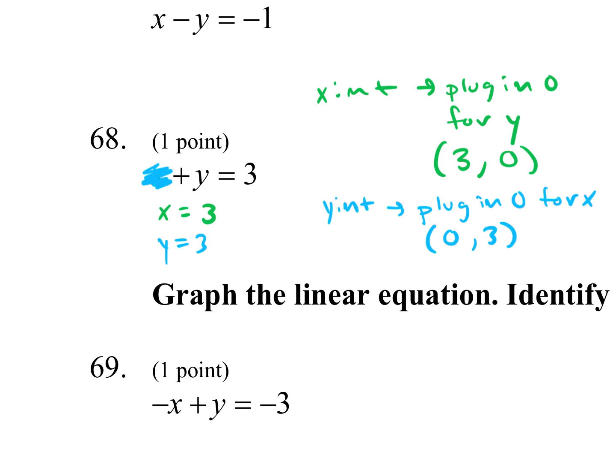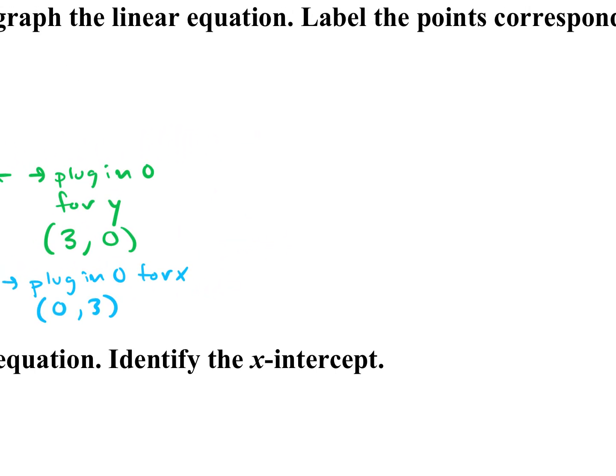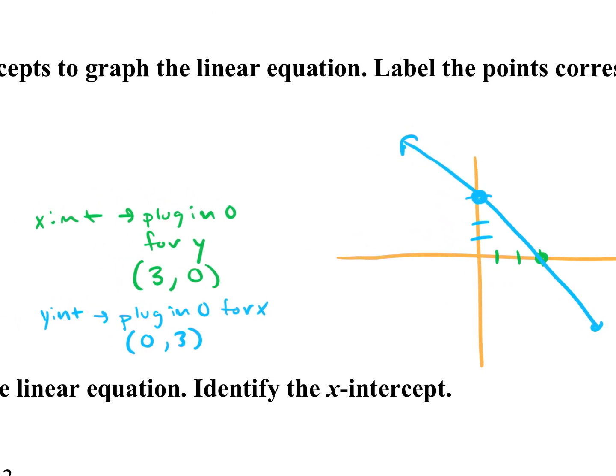I put the 3 in the y position because y is equal to 3. Now when I graph this, I cross the x-axis at 3, so I'd put a point there, and I cross the y-axis at 3, so I'd put a point there. And then I just connect my two dots. So graphing using the x and y intercepts is just a little bit different than slope-intercept form, but you'll get 2 points, and you just connect your points.